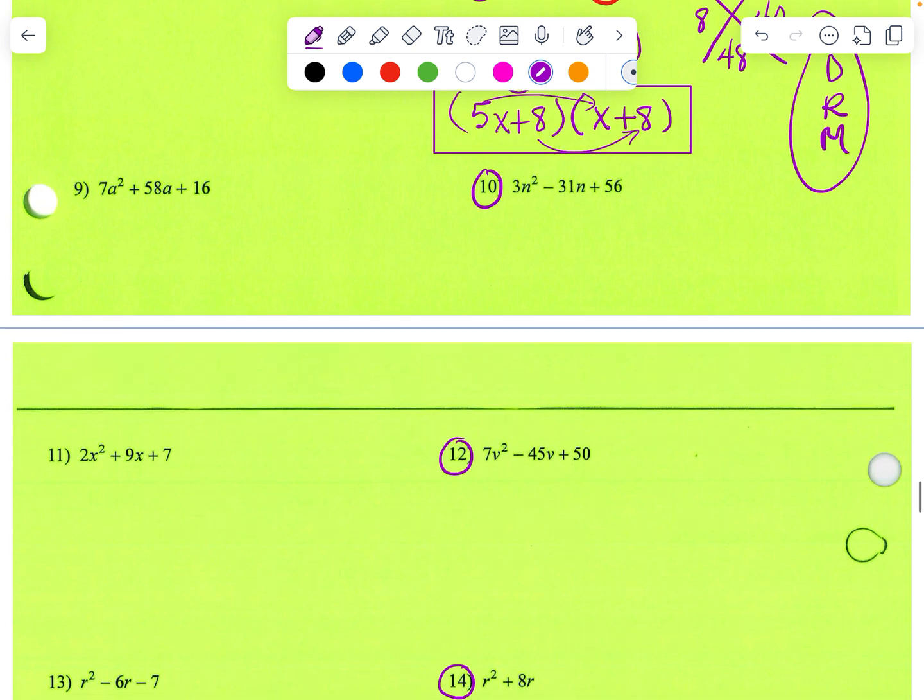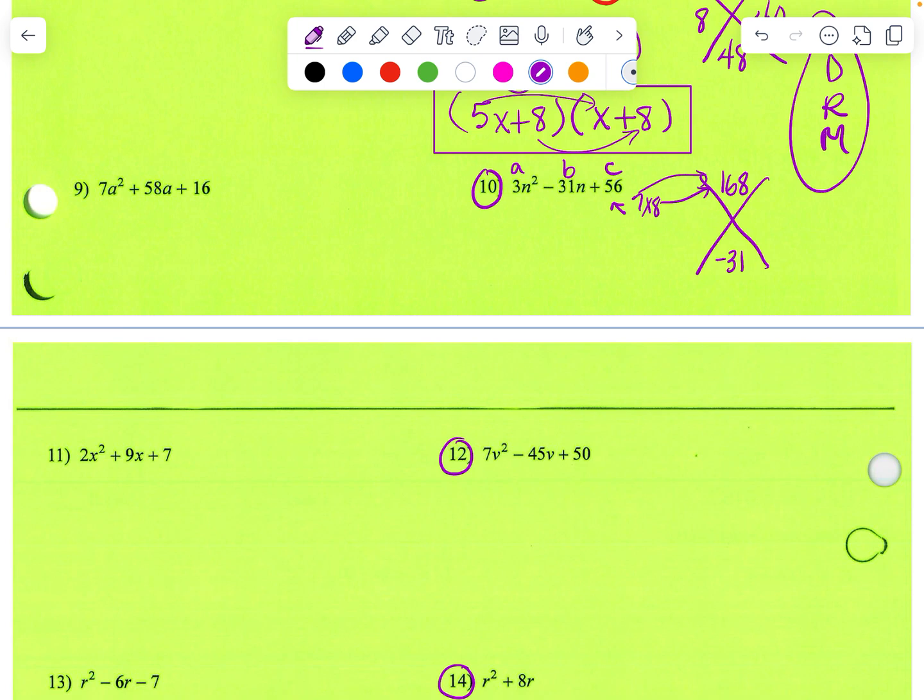All right, let's try another one with big numbers. If we take a times c, which is 3 times 56, we're going to get 168. The b, that number in the middle, is negative 31. So again, think about what can go into 56. And hopefully immediately you'd think of 7 times 8. 7 times 8 gives you 56. So try to put 7 into 168 and try to put 8 into 168.